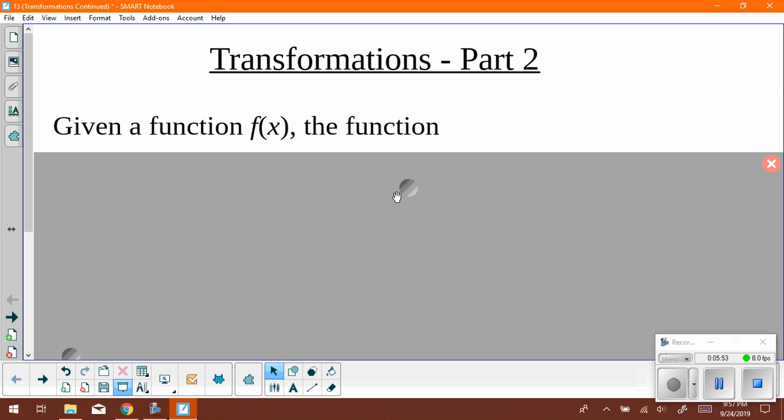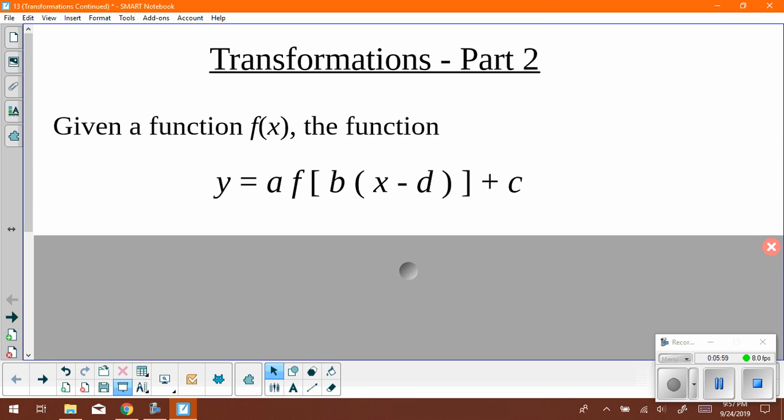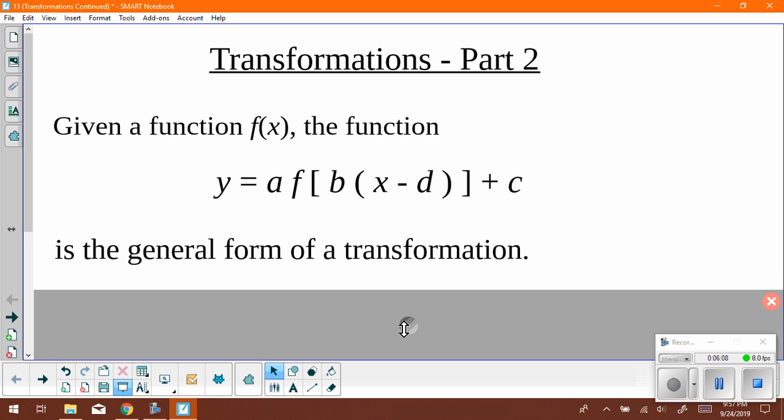So given a function f of x, this is going to look a lot like the definition we had yesterday. The function y equals a f of b times x minus d, and then plus c at the end. This is the general form of a transformation, kind of all the possible things you can do with transformations.